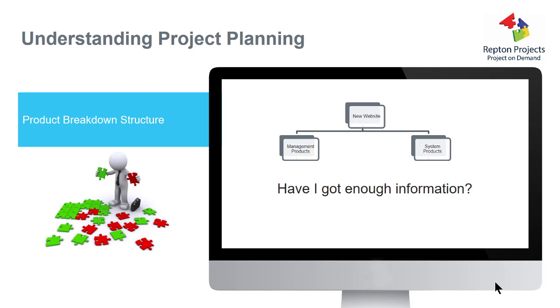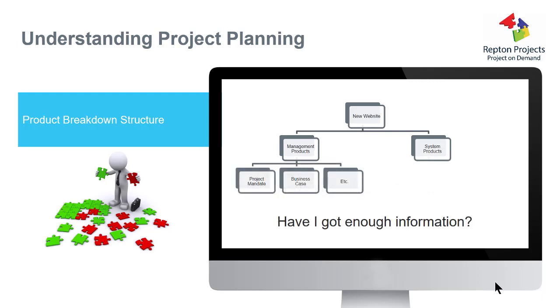Obviously not. So therefore, I look at the management products on their own, and I break that down into what I'm going to do for the management products. As you can see, I've got one for a project mandate and a business case, etc. So what I'm saying there is, in the management product, I need to go and write a project mandate, and I need to go and develop a business case. These are not the ones that I'm going to hand over to the customer, but these still need to be done in order to run an effective project. Have I got enough information now? No? Well, let's have another iteration then to find out more information.